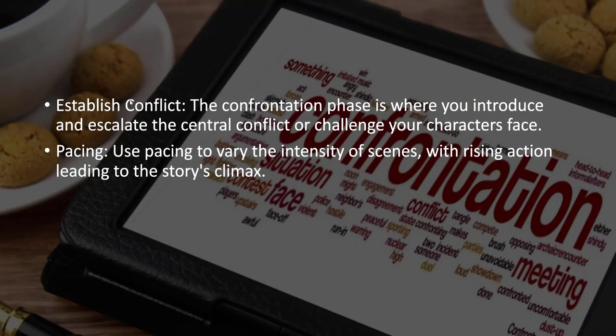Conflict. Establish conflict. The confrontation stage is where you introduce and escalate the central conflict or challenge your character will face. Pacing. Use pacing to vary the intensity of scenes with rising action leading to the story's climax. So here, as you have the conflict, we're starting to have the rising action that will lead to the most exciting part of the story, which is the climax.